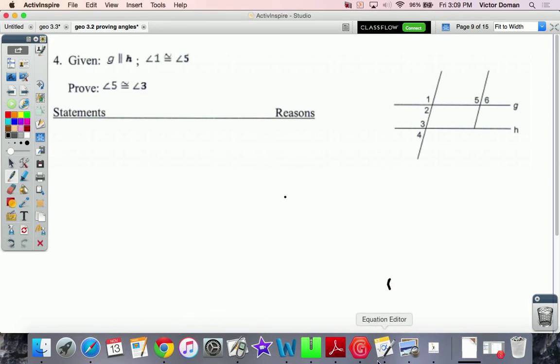Alright, welcome to the Chapter 3 video for the weekend. I want you to write out the proof, draw yourself your diagram, and we're going to prove that angle 5 is congruent to angle 3 using the fact that we know that G is parallel to H and that 1 is congruent to 5.